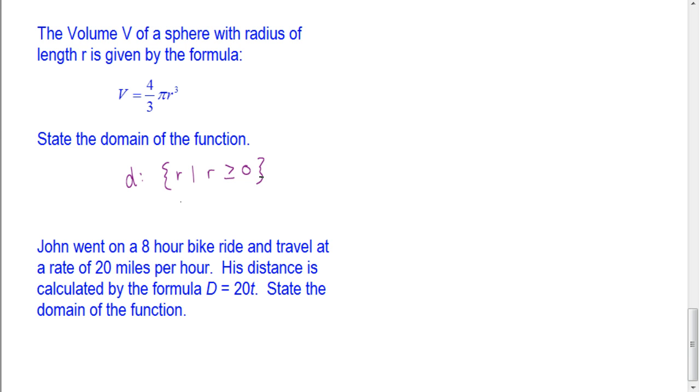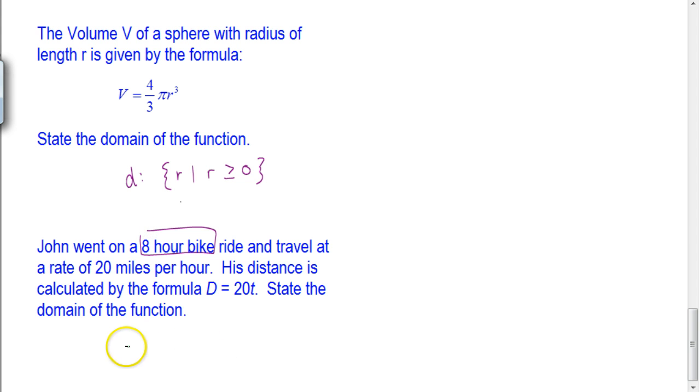Now the next one with this story problem might have been a little tricky. It says John went on an 8-hour bike ride and traveled at a rate of 20 miles per hour. His distance is calculated by the formula d equals 20 times t. State the domain of the function. So in this scenario, your t, your time, is your independent variable, and it's not going to be infinite, and he's not going to have a negative value for time. The time for his bike ride ended after 8 hours, or ended at 8 hours.